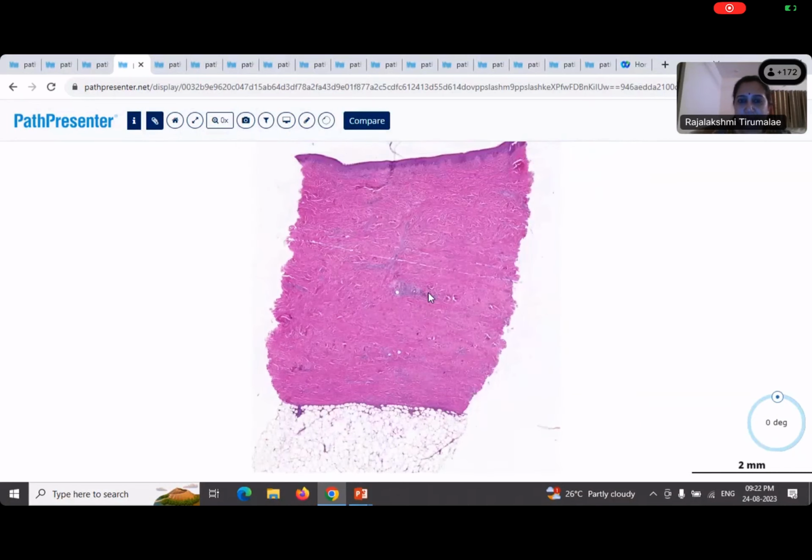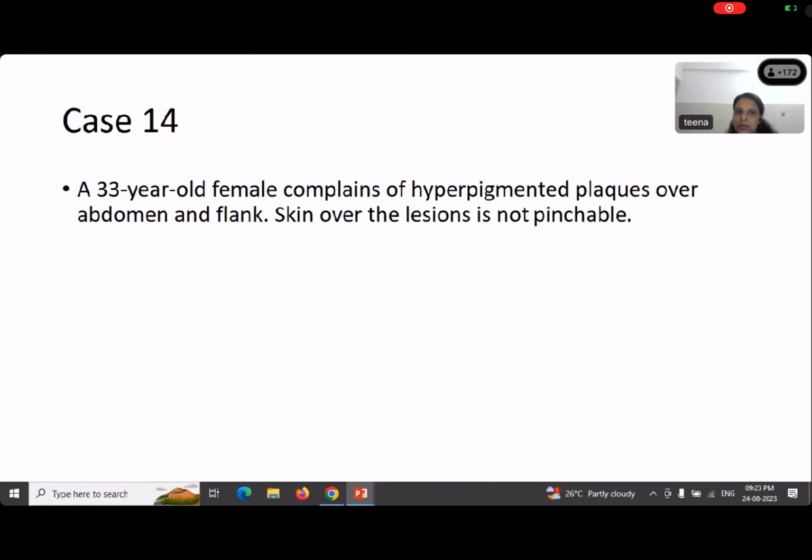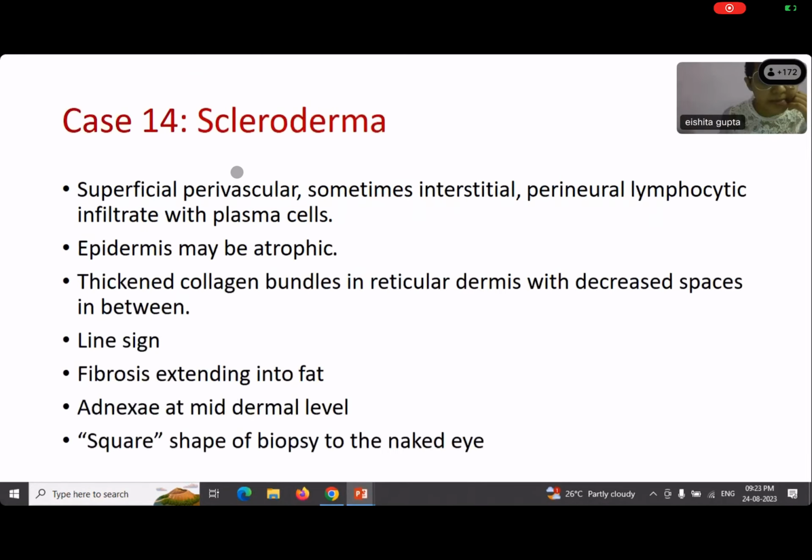So what are we dealing with? What is this condition? Morphea. Scleroderma. Yeah, scleroderma. So scleroderma is a generic term which tells you that it is hardening of the skin. So morphea, scleroderma, systemic sclerosis, these are distinguished based upon the clinical features.